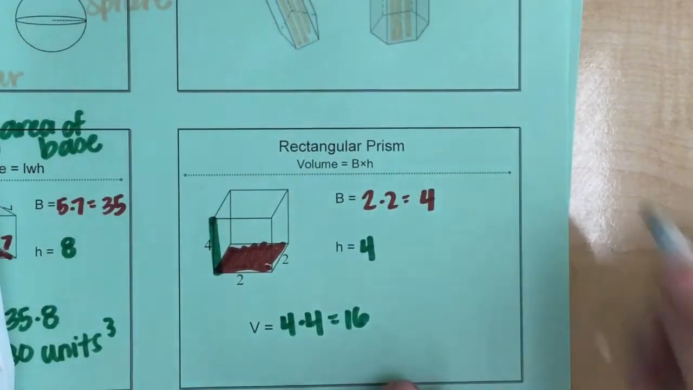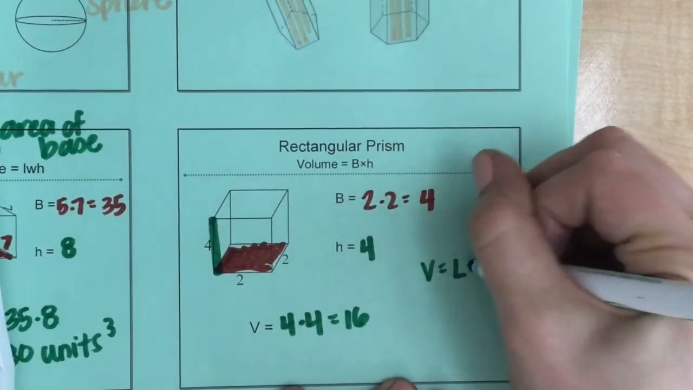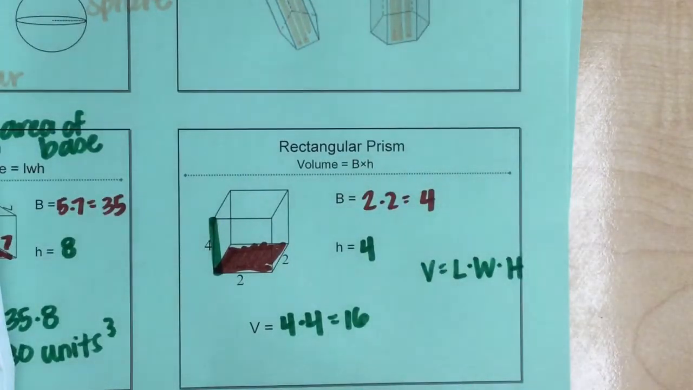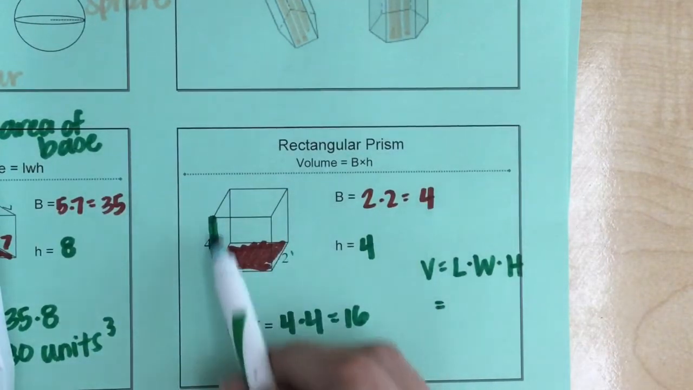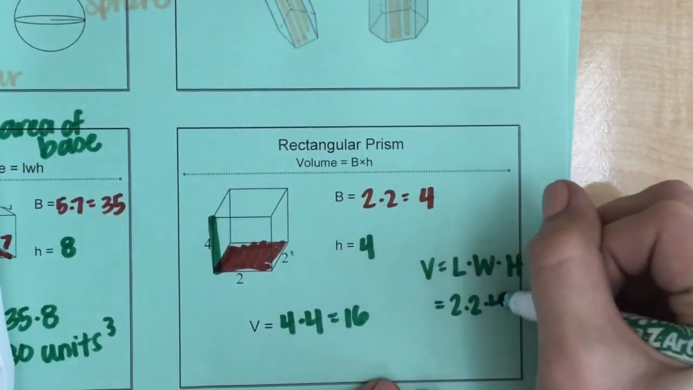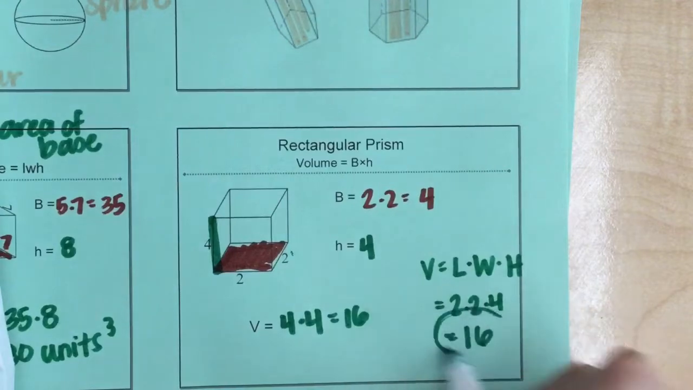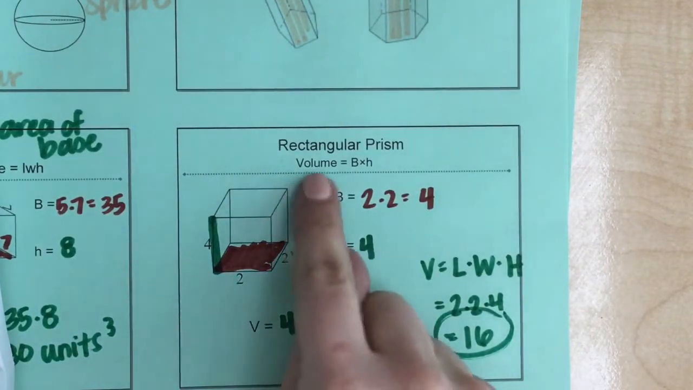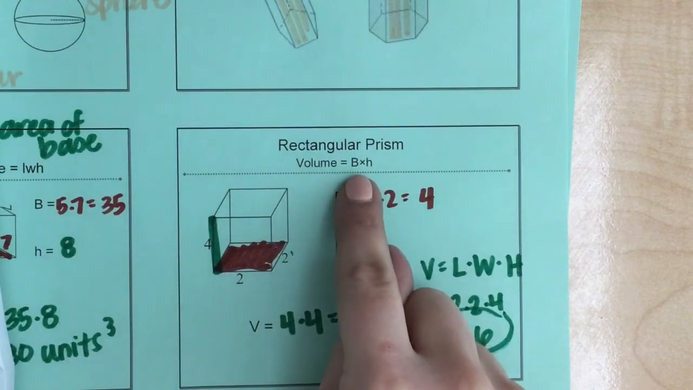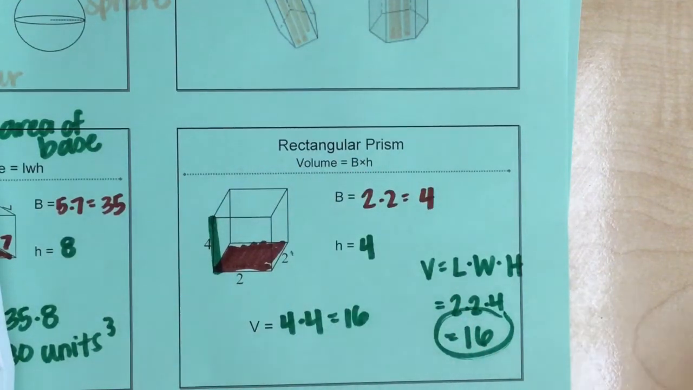Now, just to show you, if you do volume equals length times width times height, that's fine. It's very, very easy because then you can just take length, width, height. 2 times 2 times 4 is 16. So that, again, only works for rectangular prisms. The reason I like to use this one is because it's the same for any prism, so you don't have to keep recognizing between each one. Whereas if you use length times width times height, you have to remember the triangular prism differently.